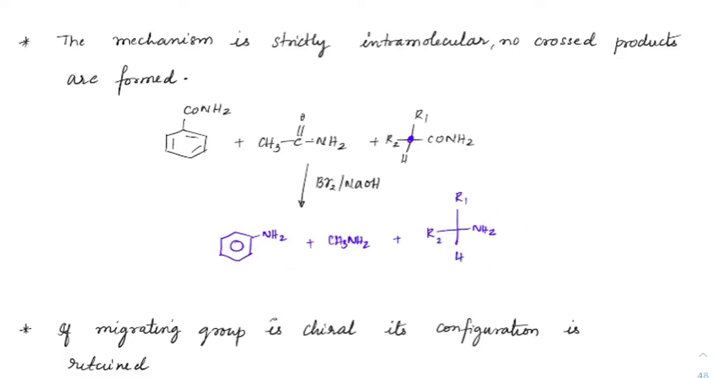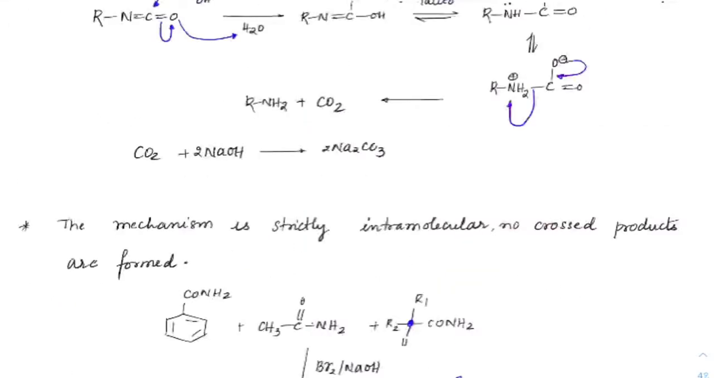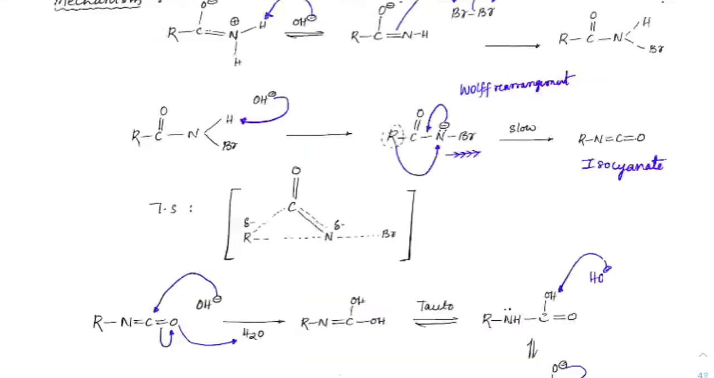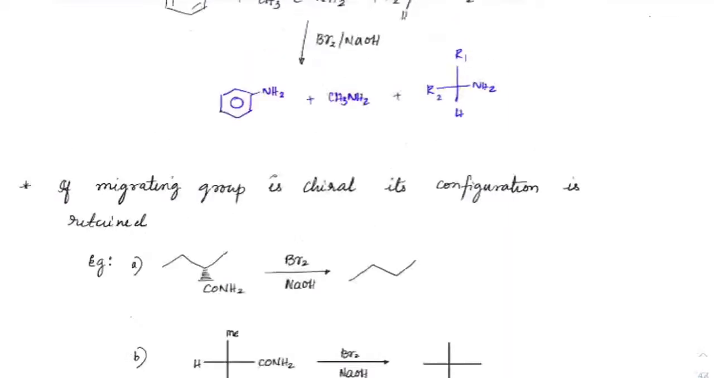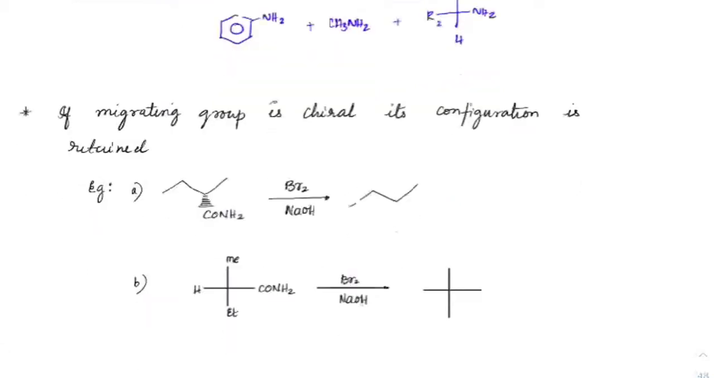Okay. And if you see during the migration also, because it is a concerted step, it is breaking from here and making a bond here. So in case if it was a chiral center with having some configuration, that configuration will be retained. Correct. So therefore we can say the migrating group, if it is a chiral center, its configuration is going to be retained. For instance, if we have C double bond O NH2, it's a step down reaction, remove that CO and just attach NH2. Since the configuration is retained, we'll get this as the product.